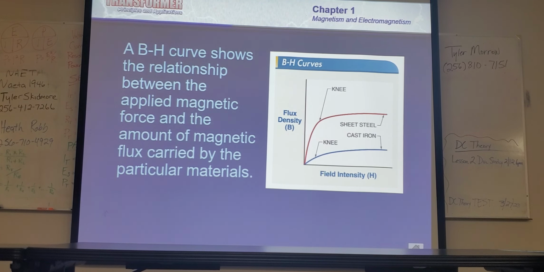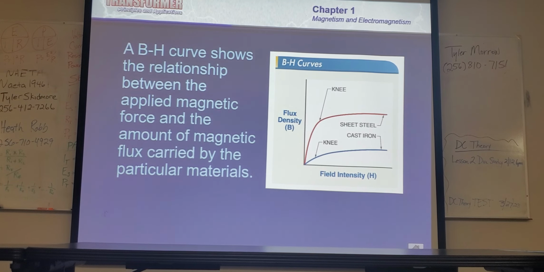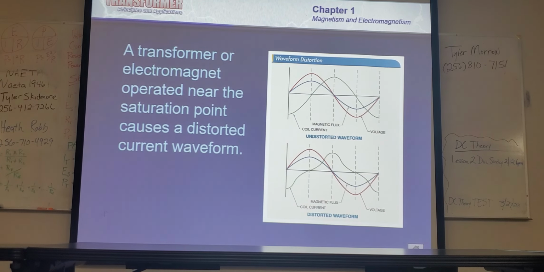A BH curve shows the relationship between applied magnetic force and the amount of magnetic flux carried by particular materials. Saturation is often shown on a graph of magnetic field intensity, represented by H, and magnetic flux density, represented by B. If you have a transformer or electromagnet operating near the saturation point, it causes a distorted waveform.